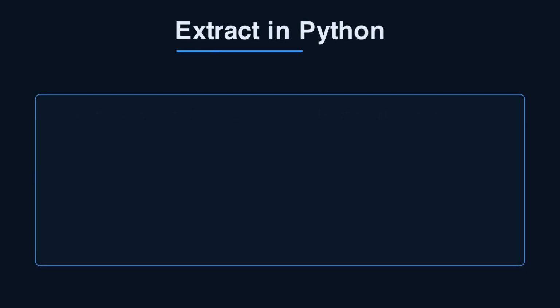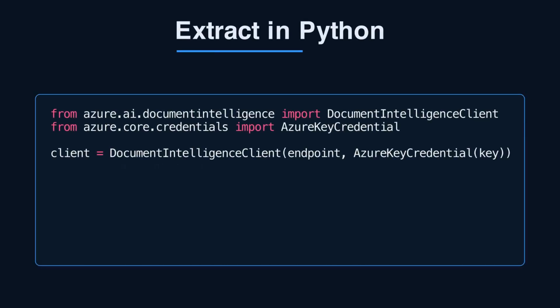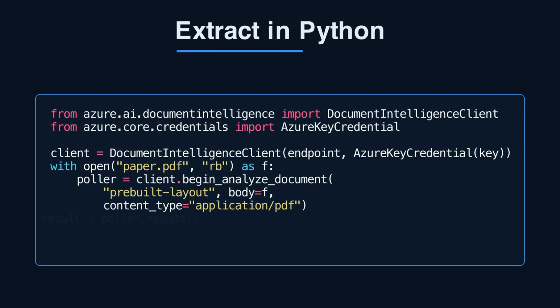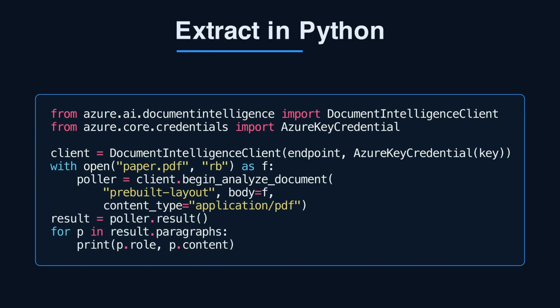Here's the extraction call with the Document Intelligence client. Point it at pre-built layout and pass the PDF bytes. The result exposes paragraphs, each with a role and content. You iterate those to rebuild your section map. From there, feed each section to Azure OpenAI with a strict JSON schema for slides.